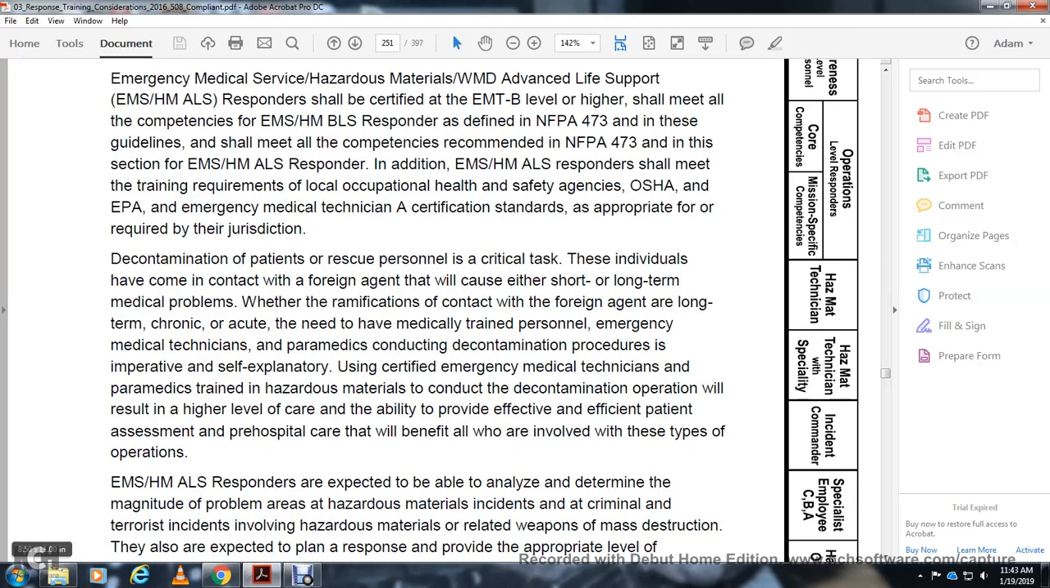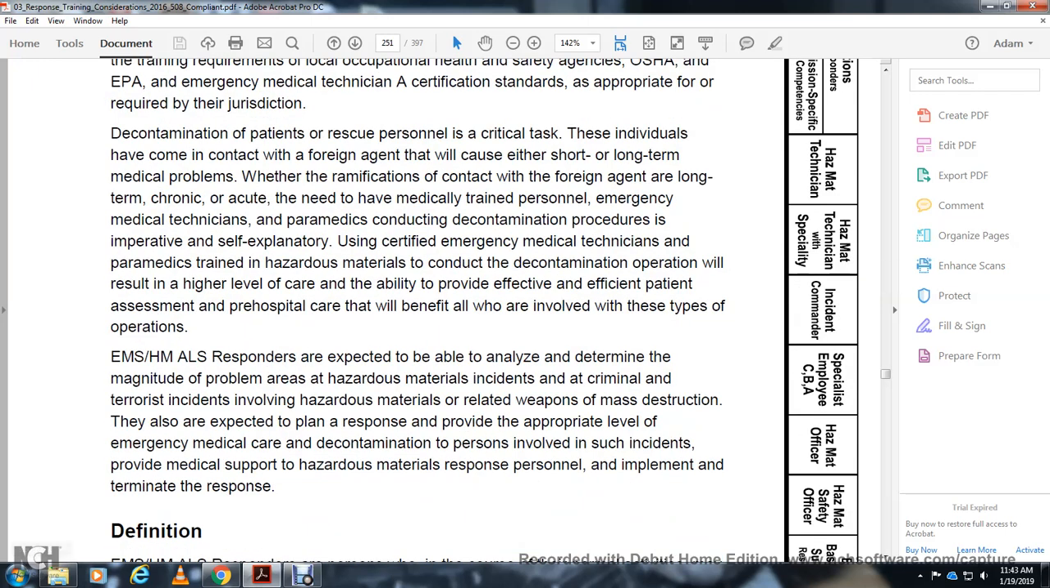and the ability to provide effective physician-patient assessment and pre-hospital care, with the benefit that will involve these types of operations. Emergency Medical Service hazmat advanced life support responders are expected to analyze and determine the magnitude of the problem in a hazmat incident, including criminal and terrorist incidents involving hazmat-related weapons of mass destruction. They are also expected to plan a response to provide the appropriate level of medical care and decontamination procedures for such incidents, provide medical support to hazmat response personnel, and implement and terminate the response.